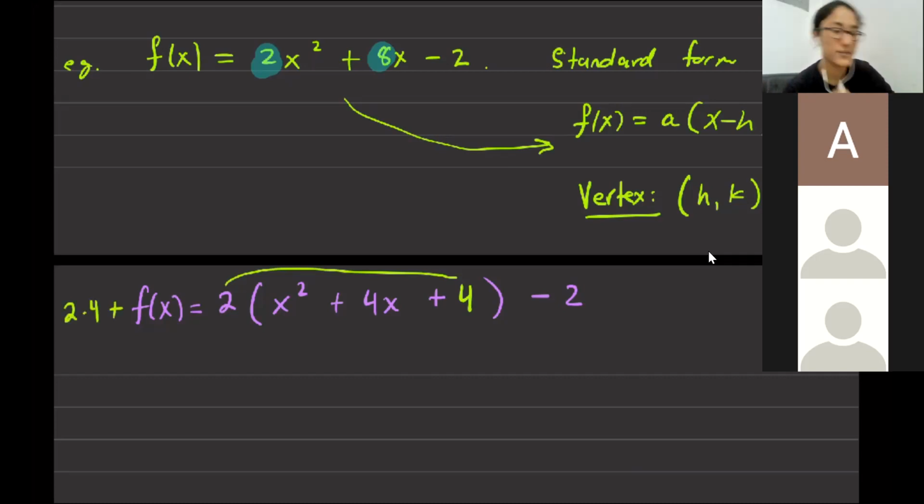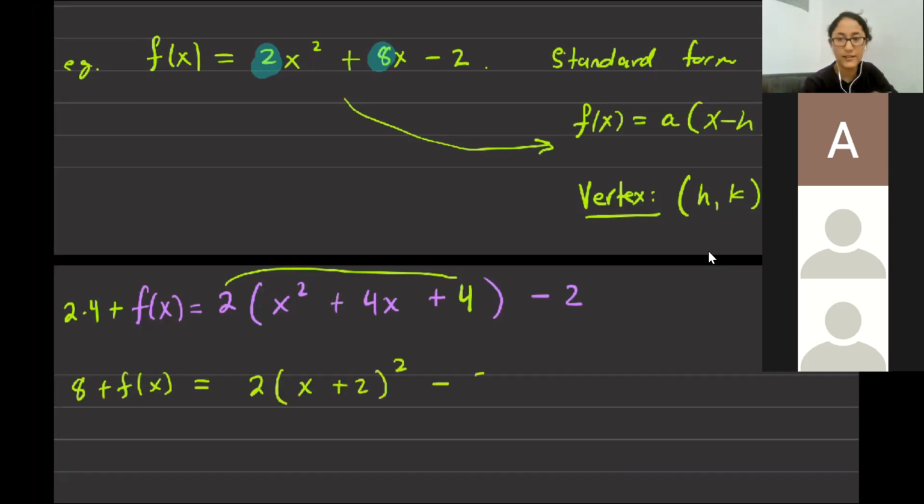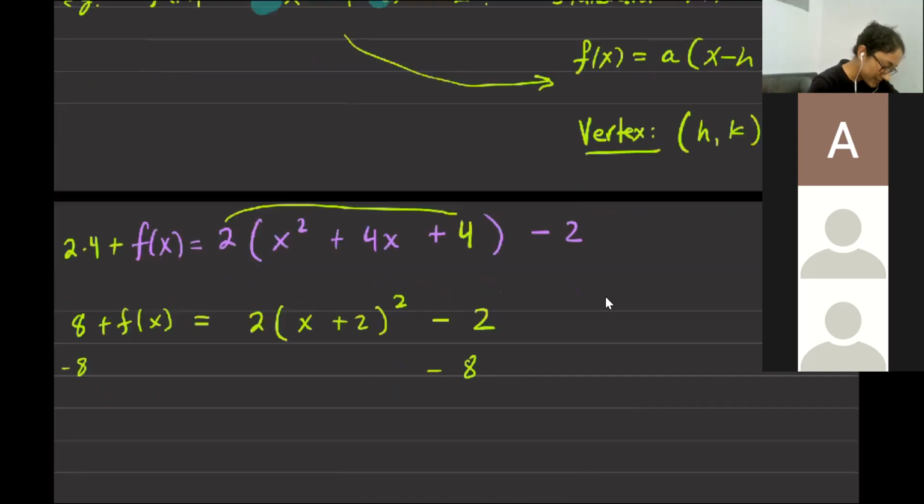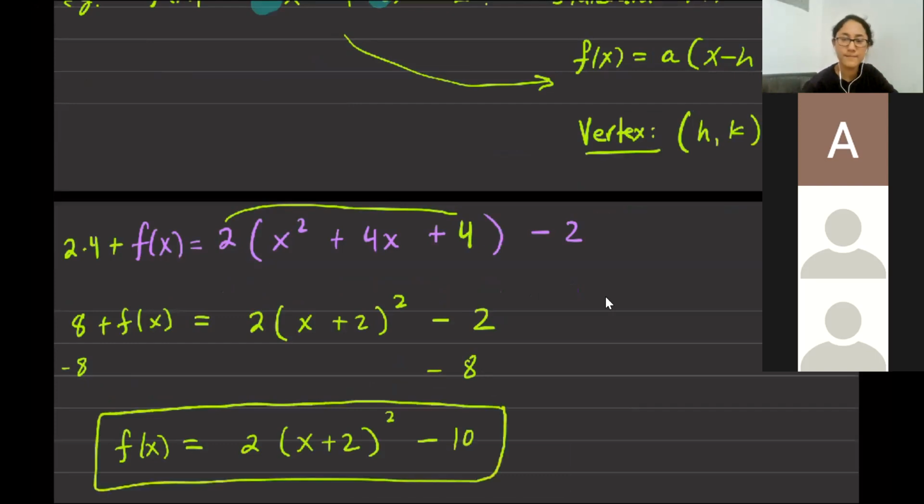So this is the one extra step you have to remember to do every time you're completing the square for a quadratic and the coefficient of x squared is not 1. Now, once I do that, I have 8 plus f of x on the left side, and on the right-hand side, I have my perfect square, 2 times (x plus 2) squared, and negative 2 still hanging out there. Now your goal is to solve for f of x, so subtract 8 from both sides. So your f of x is equal to 2 times (x plus 2) squared minus 10. Now that is in standard form. That's exactly the form that we want: f of x equals a times (x minus h) squared plus k. Any questions here?